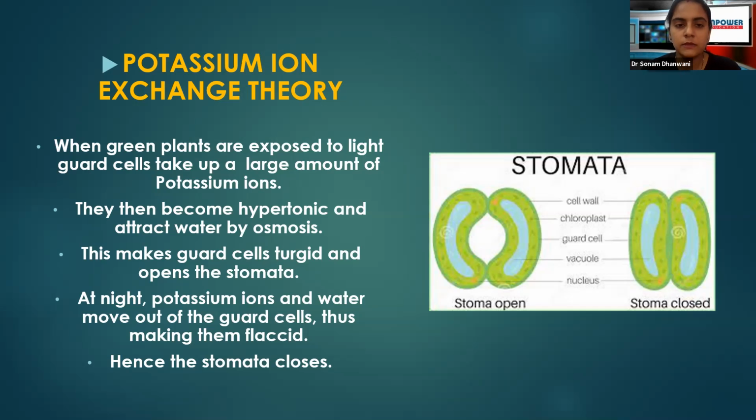When green plants are exposed to light, guard cells take up a large amount of potassium ions. Then they become hypertonic and attract water by osmosis, right? Like I explained. This makes the guard cells turgid and opens the stomata. And at night, potassium ions and the water will move out of the guard cells, thus making them flaccid, and hence the stomata closes. Okay? So this is what you have understood about what is happening in the opening and closing of stomata.